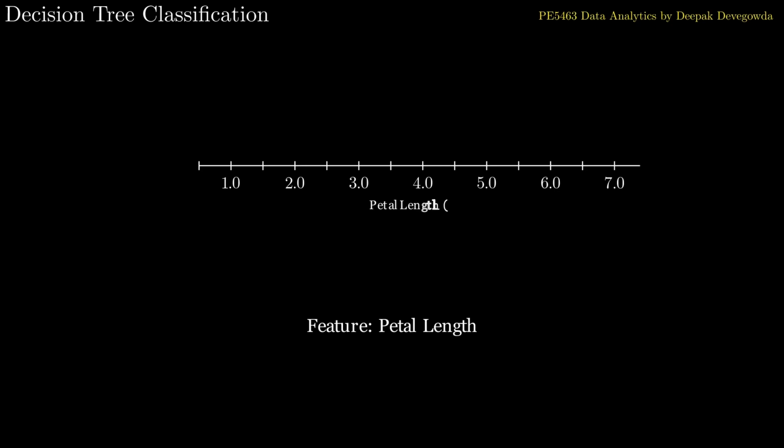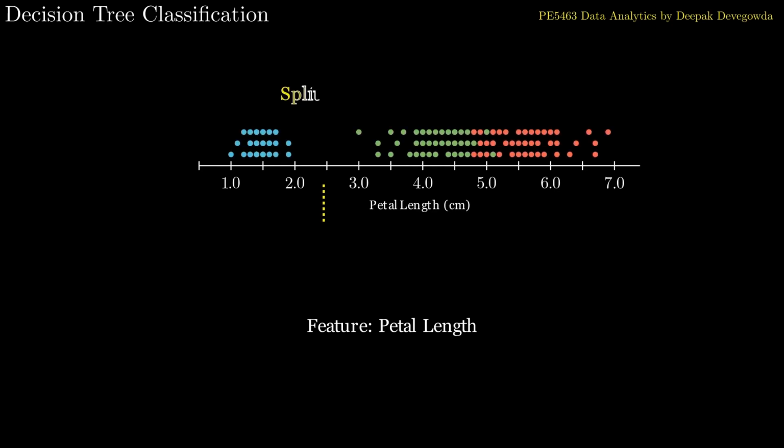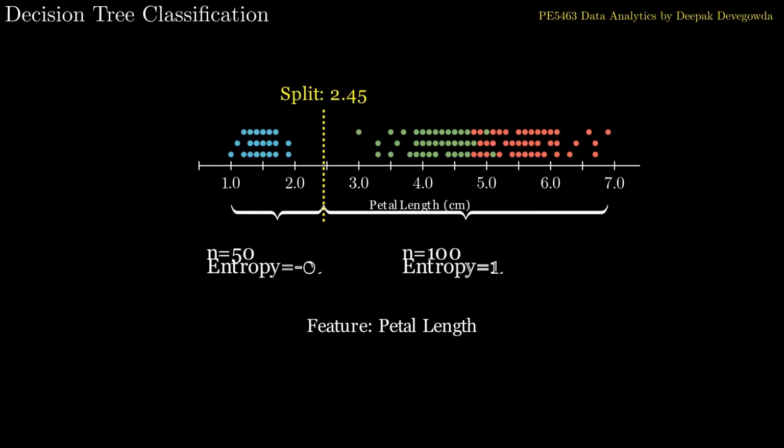So let's assume we make a split in the dataset using a petal length value of 2.45. This gives us 2 child nodes, one of which is pure and the other which is a mixture of 2 classes. The entropy for the leaf on the left is 0, it's pure. For the one on the right, containing an equal number of data points belonging to 2 classes, the entropy is 1, and we get a total entropy of 1.